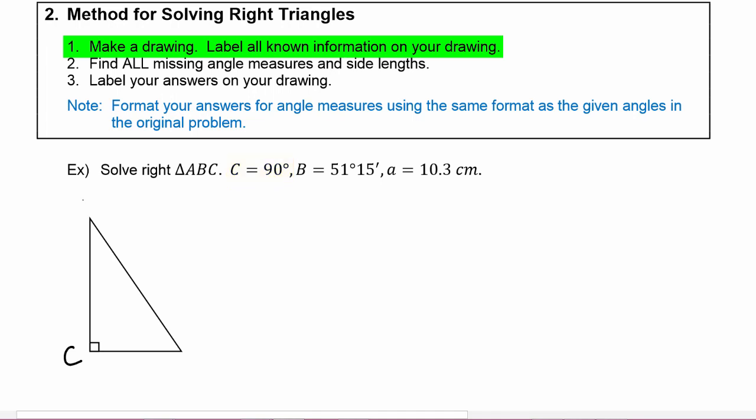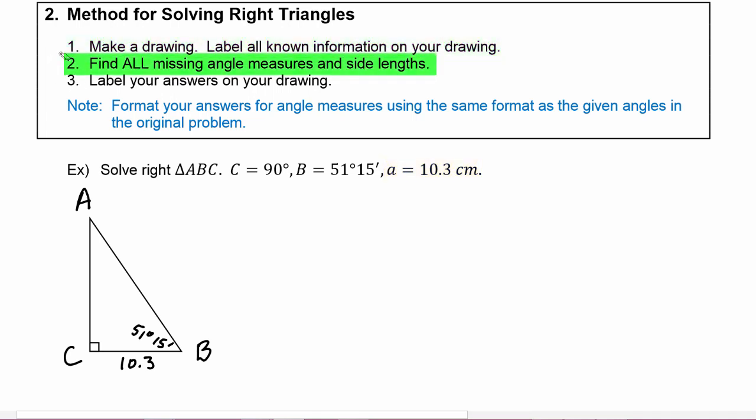And the A and the B could go anywhere, so I'll put the A here, the B here. The B we know is 51 degrees 15 minutes. And then side A has to be 10.3. And now remember the naming convention. Side A will be the side that is opposite from angle A. So that means this is side A. So that's going to be 10.3.